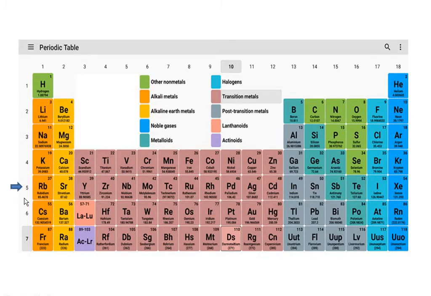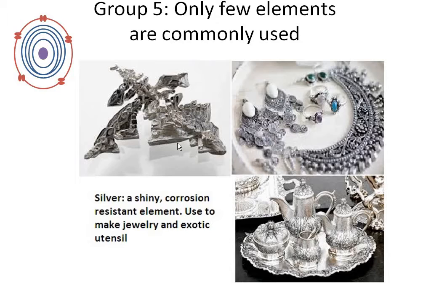In the 5th row, there are many cells. Normally it's very large. There are only a few elements we need to look at, only a few elements that exist in the environment that we normally use. Let's look at this. Silver. Silver we can find in our jewelry, or in the old times it was used to make exotic utensils.